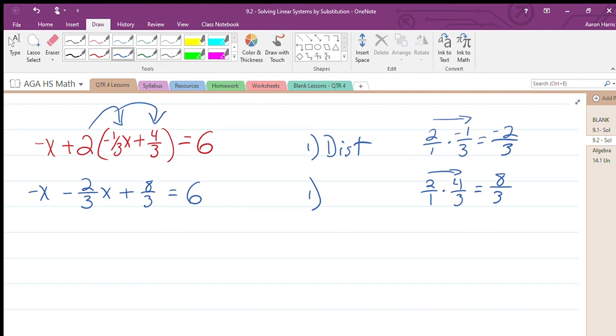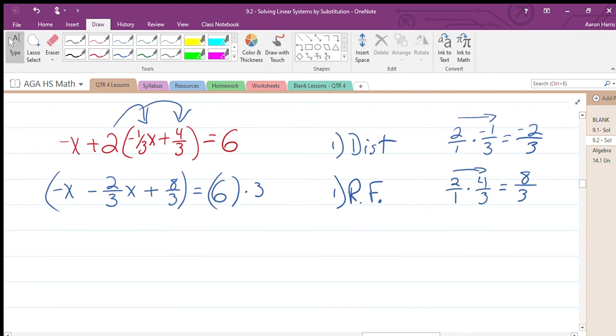Probably not. So since they're both the same, I can remove fractions. Okay, if I'm going to remove fractions, how do I do it? If I have one denominator, I can multiply both sides by that denominator. Does that make sense? So I'm going to multiply this side by 3. I'm going to multiply this side by 3.